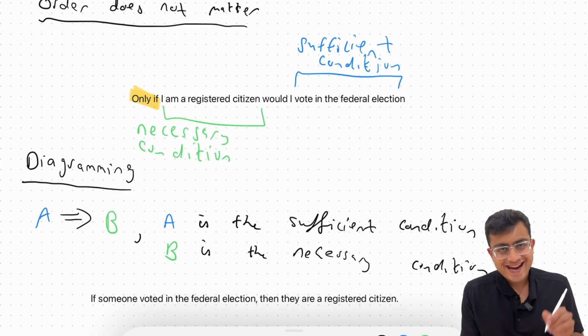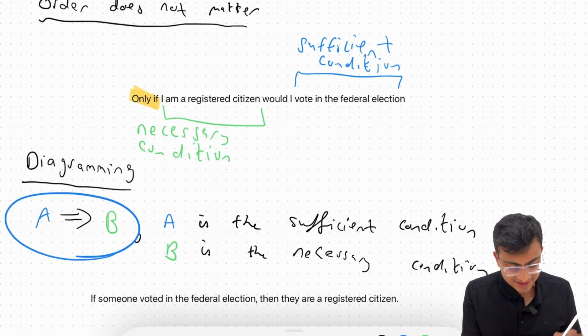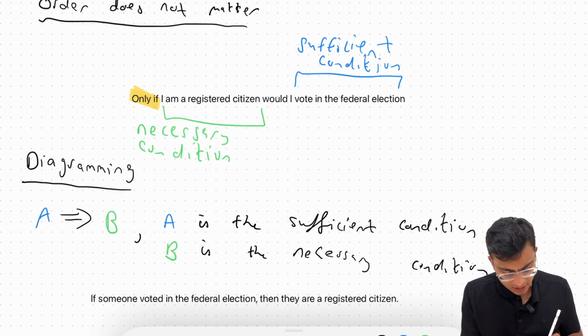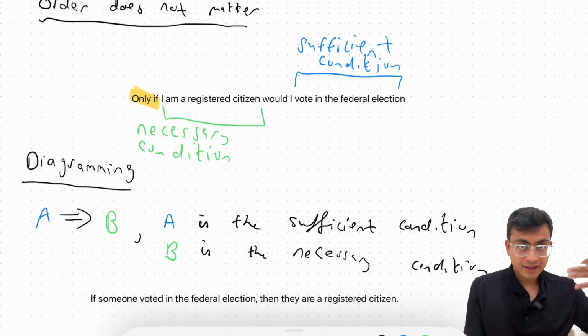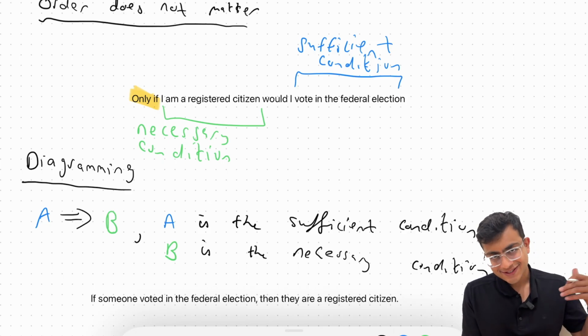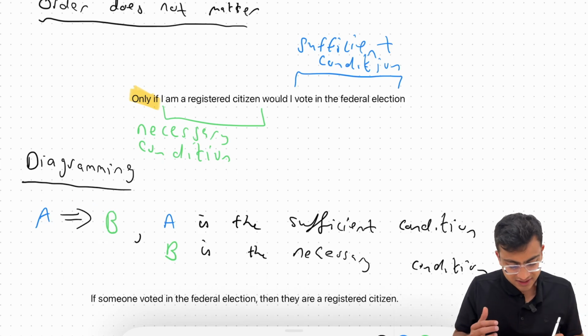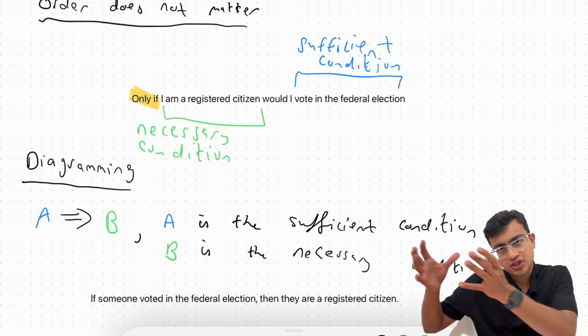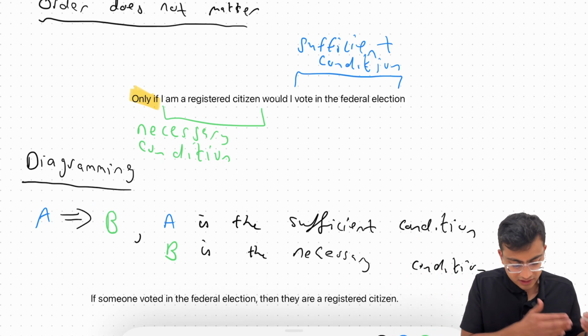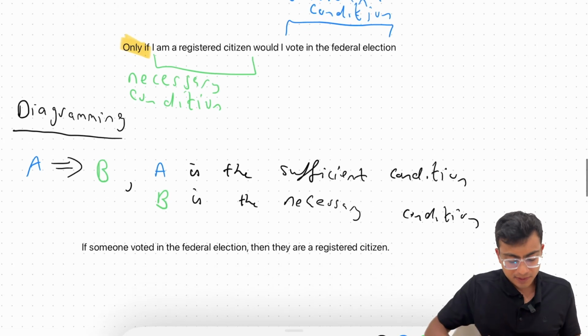It's A, an arrow, and B. And you read this as A implies B. On the left-hand side, A is the sufficient condition. Then we have an arrow, which we are going to call implies, and B, which is the necessary condition, is going to be on the right. And you read this once again as A implies B.